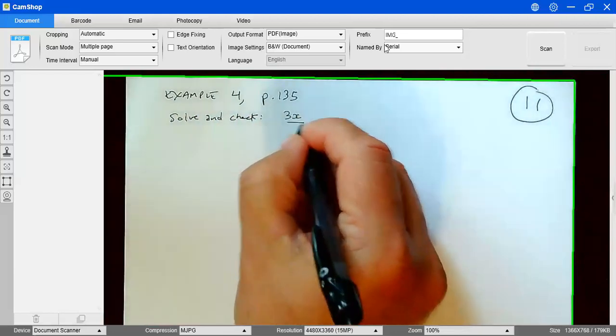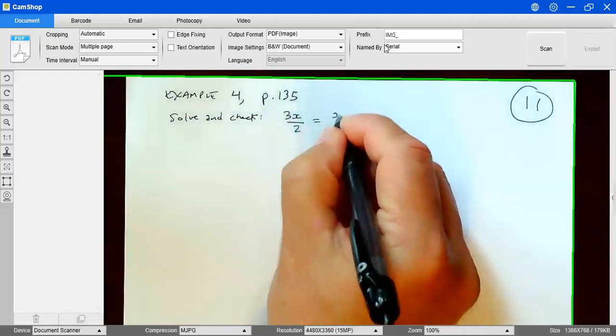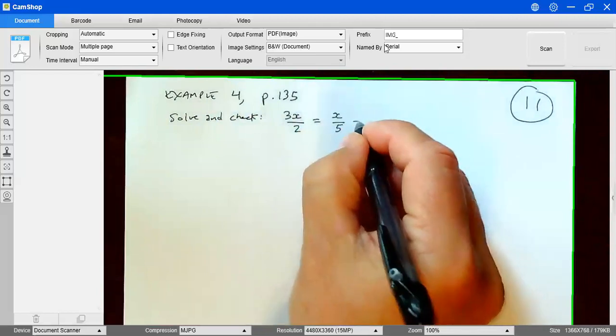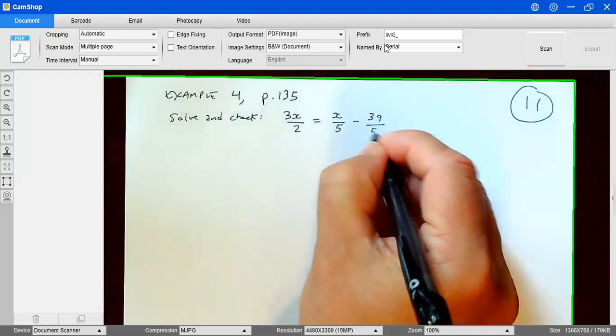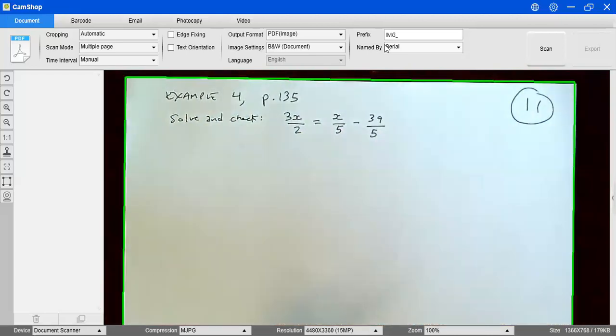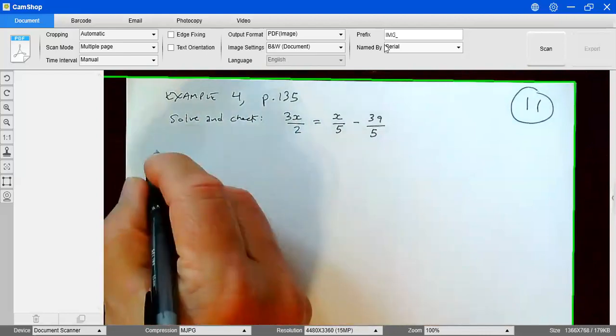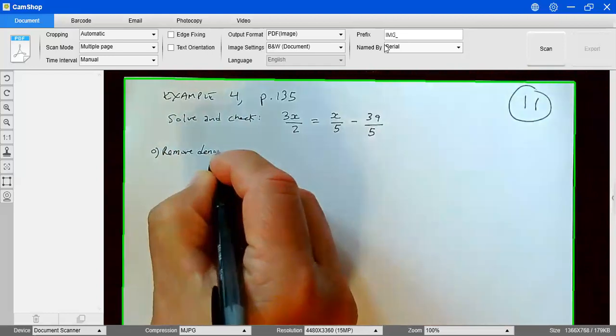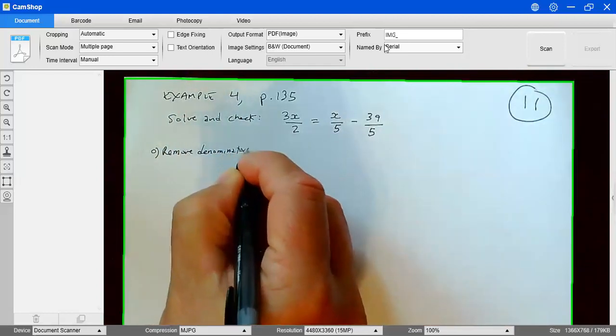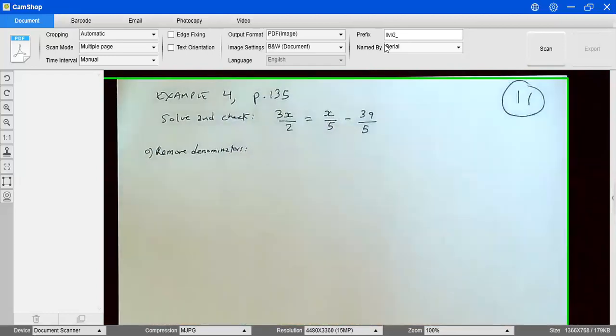So it's just 3x over 2 equals x over 5 minus 39 over 5. So we're going to start with, we need to remove denominators. So this time we have denominators. So we're going to start by removing denominators.